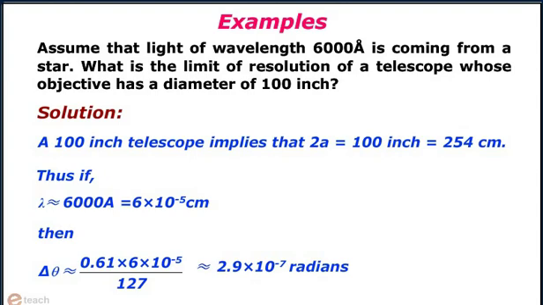A 100-inch telescope implies that 2a equals 100 inch, which equals 254 centimeter. Thus, if lambda equals 6000 angstrom, which equals 6 into 10 to the power minus 5 centimeters, then delta theta is approximately equal to 0.61 into 6 into 10 to the power minus 5 divided by 127, which is approximately equal to 2.9 into 10 to the power minus 7 radians.